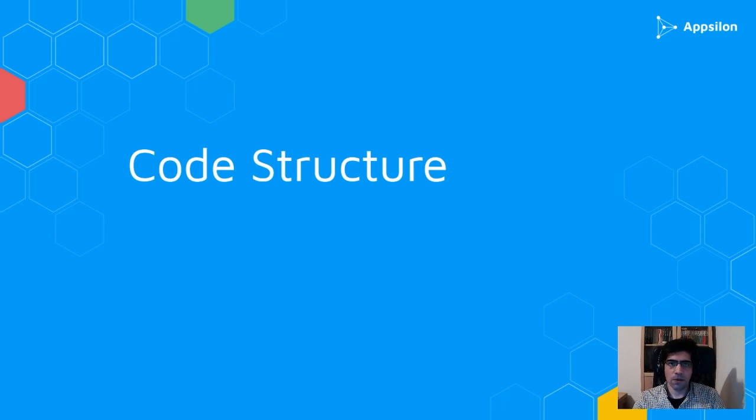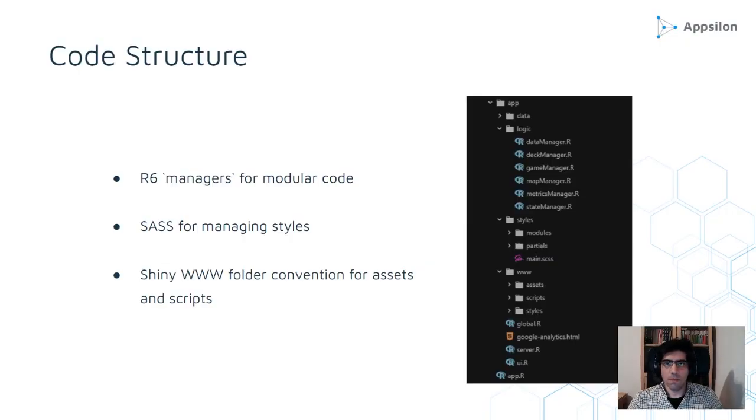So a bit about the code structure. As you can see, a lot of the code itself is split into these managers, and basically these managers are R6 classes, R6 objects that have their own internal state and their own internal methods. This means that we can easily track individual states for each individual module, and we can also make them talk with each other quite easily.